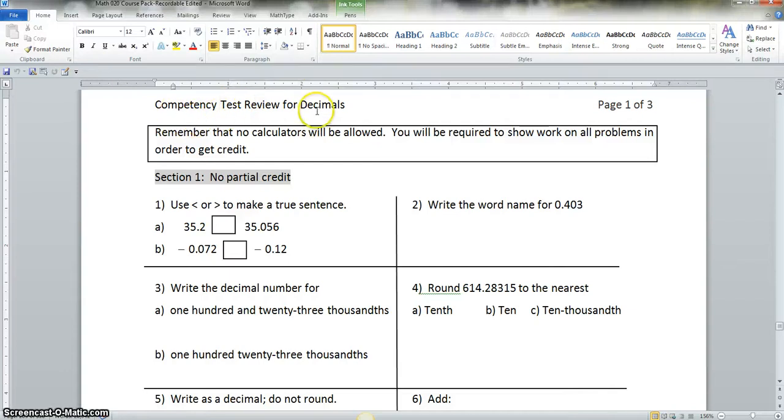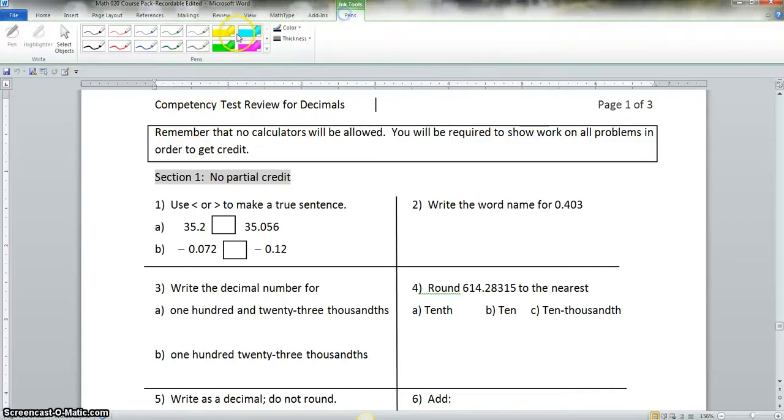Okay, class, we're about to start the review for the competency test for decimals. It says, remember that no calculators will be allowed. You will be required to show work on all problems in order to get credit. It says use less than or greater than to make a true sentence.